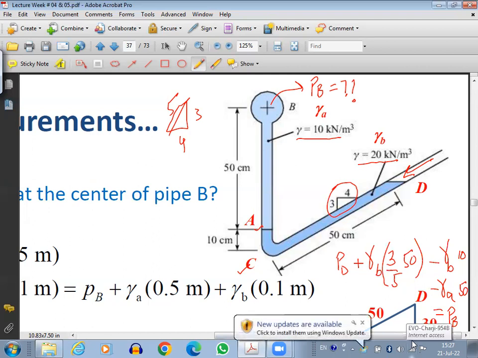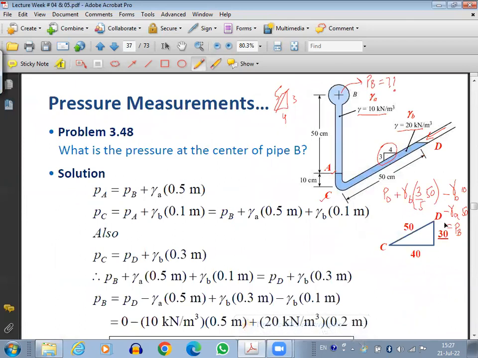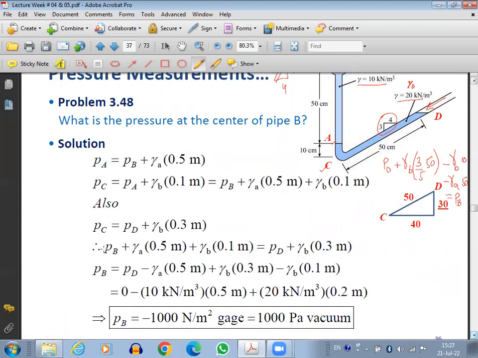Is it clear? I know what is gamma B. I know what is gamma A. Just substitute the values and I'm going to get the answer. So you can see here, what they have done is step by step, whereas I've done it in one step. They moved from A to B, then from C to A, then from C to D, then combined them all together, and in the end you get the pressure at B. It's okay. You can do it in this way, or you can do it in one single step. Both are correct. Both are going to give you the same answer.